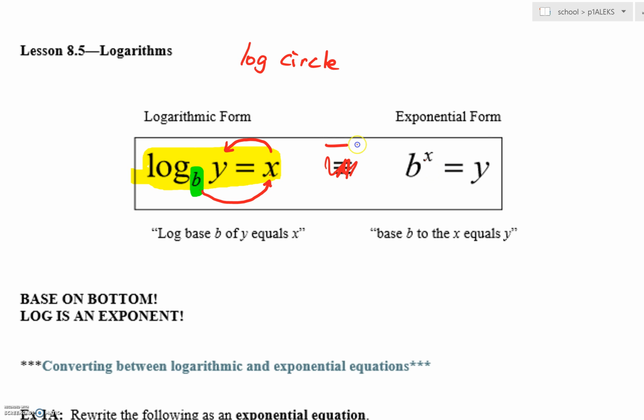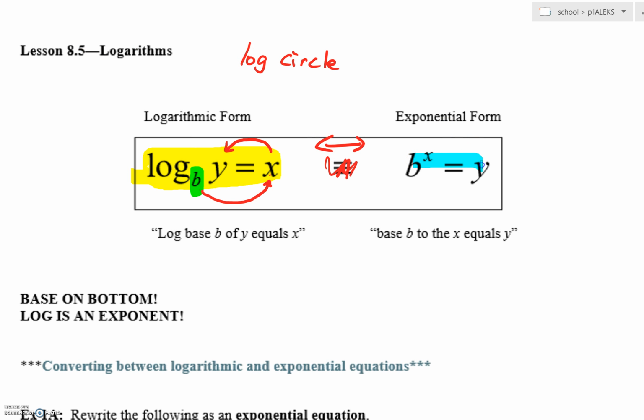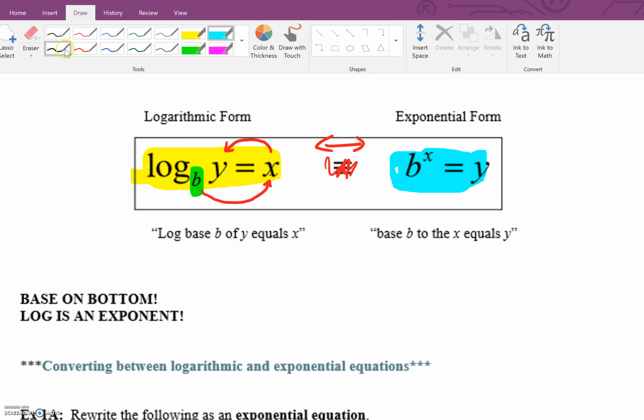So I'm going to cross this out. These are the interchangeable forms. A log is just another way of writing this exponential equation that you see over here. I'm going to highlight it in blue. You can go from the log form to the exponent. You could also go backwards, start where I am in blue, and then write it as a log.